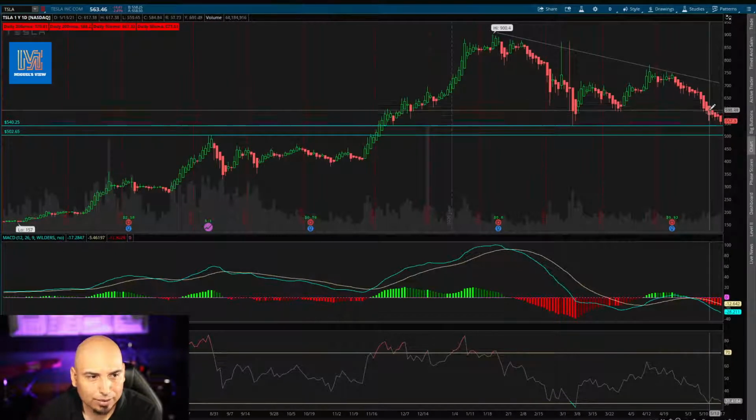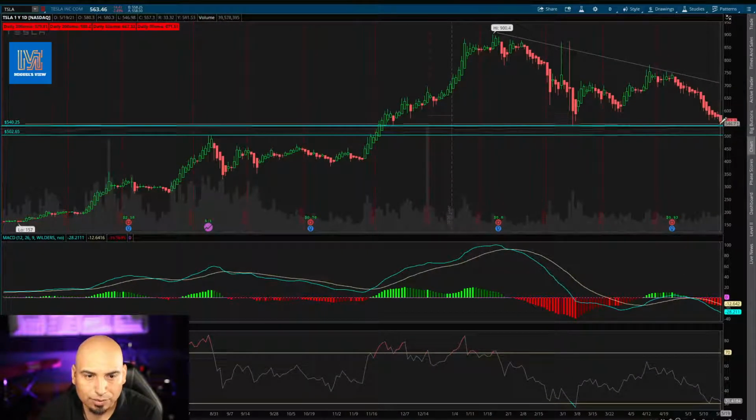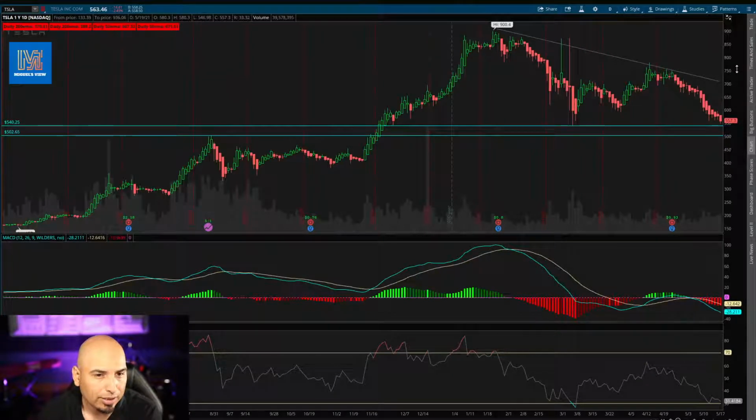I thought we were gonna have a little bit of support here on the 592. We couldn't. You could see the candle here tried to push above, and it couldn't, and we went back down. So, are we gonna find support here at 540? Today we did. I don't know about tomorrow. Keep a close eye on it.